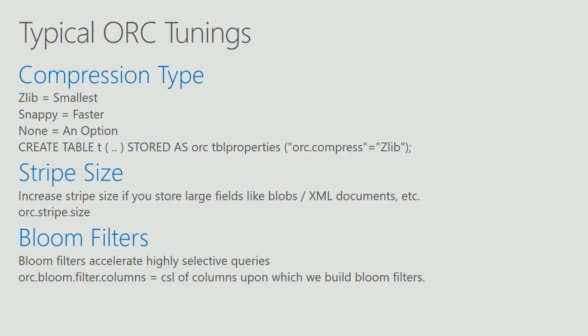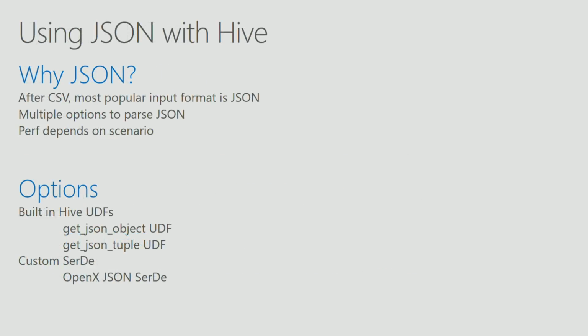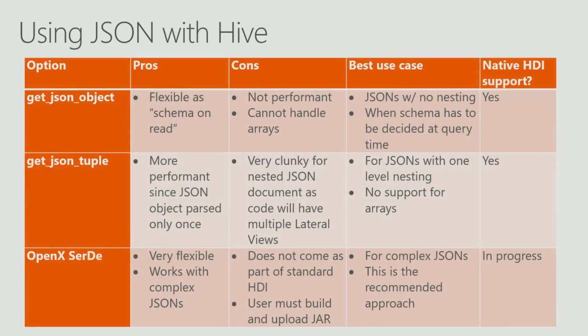Okay. I'm going to skip a couple of things just because we're running out of time. For JSON, this is another common question. How do I use JSON with Hive? The answer is Hive has limited support out of box for JSON. There are three ways to do it. These are the three UDFs. UDF stands for user-defined function. The first two are what's supported out of box.